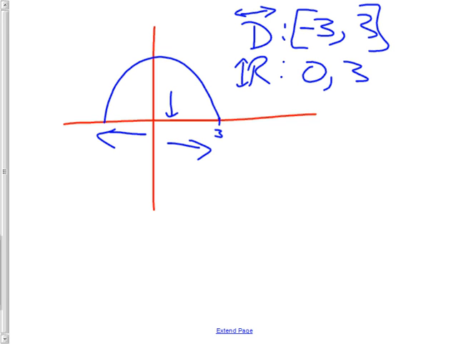Very good. You knew that because this is a radius of a circle. It has to be the same as this. So 3, and then that's a bracket here and a bracket here. All brackets on this one. Raise your hand if you had that one right. Good. And you get the basics of domain and range.